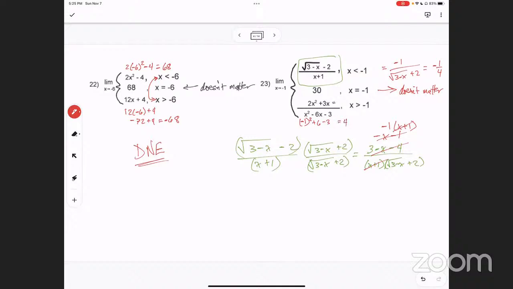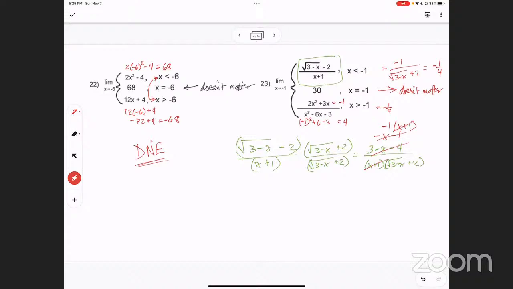And the numerator, when I plug in -1, it's -1. How about that? So it's -1/4 is what the value is going to be when I'm coming from the right, what I would expect the value to be. And if you graph these, the value at -1 is actually equal to 30. So it's not continuous. Do you understand that?